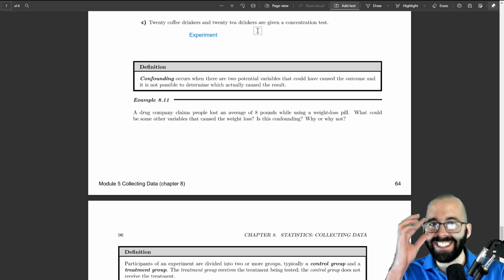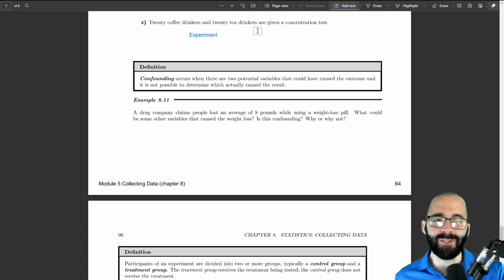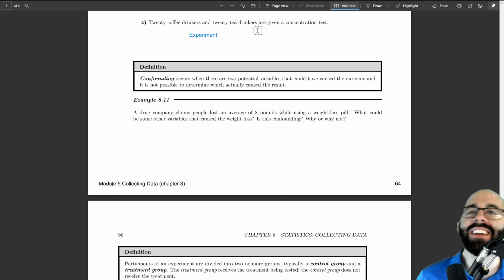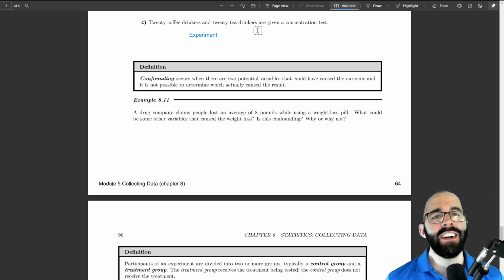I don't want to get too judgy today. I already attacked people who sit in the first row. No, I praised people who sat in the first row. But your regular tea drinker and your regular coffee drinker are different kinds of people. So there could be some confounding factors right over here.